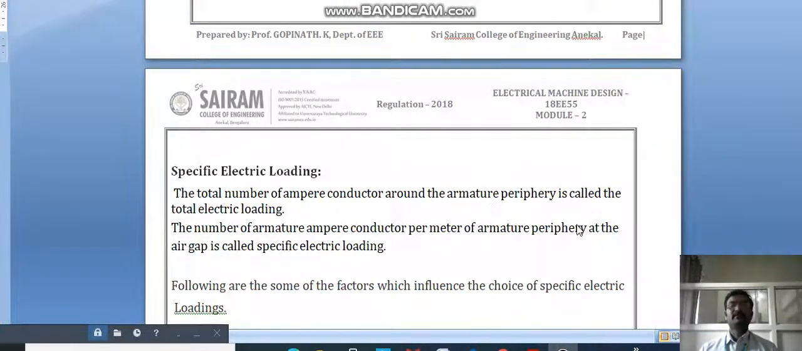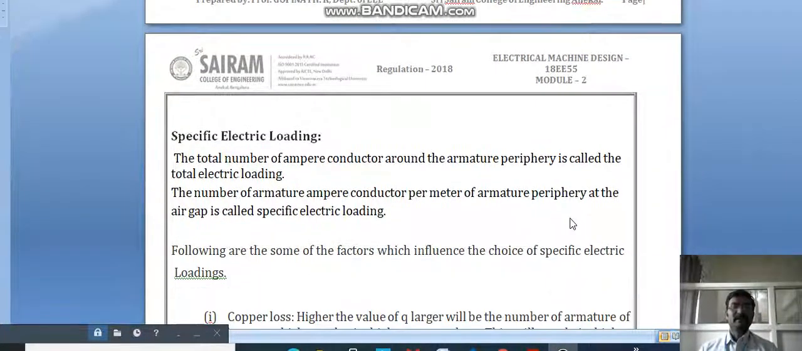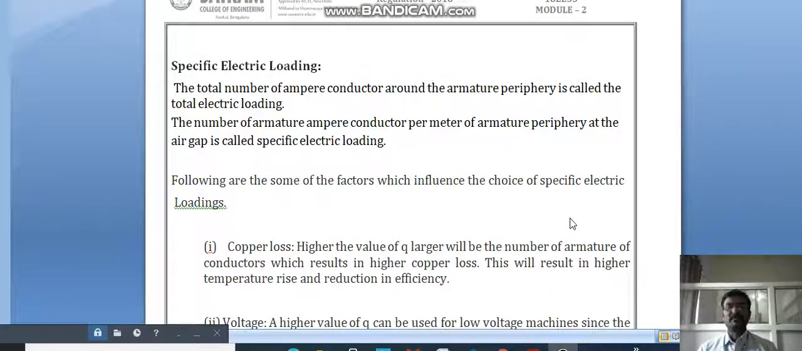Now we come to specific electric loading. The total number of ampere conductors around the armature periphery is called the total electrical loading. The number of armature ampere conductors per meter of armature periphery at the air gap is called specific electric loading, so specific electric loading is per meter. But total electrical loading is nothing but the ampere conductors around the armature.